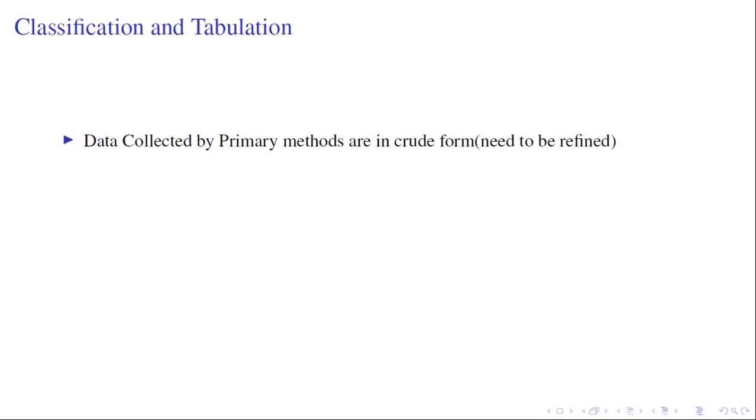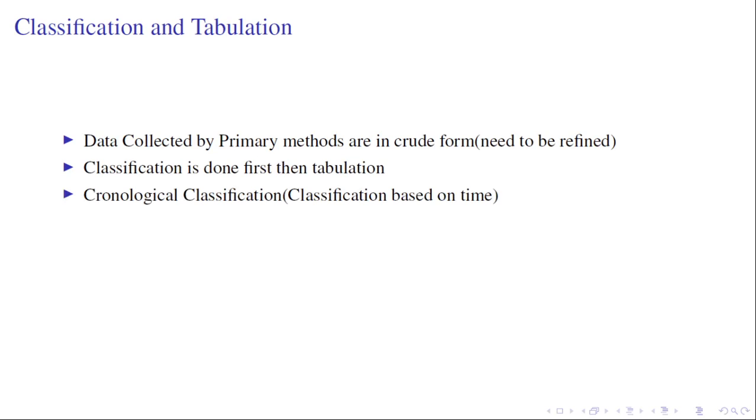We have already discussed the data collection methods, that is primary data and secondary data with their merits and demerits. The data collected is crude in form. It is to be refined for further statistical analysis. First, the data should be classified and then it is to be tabulated.